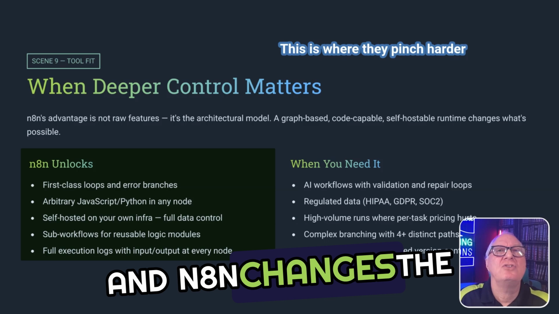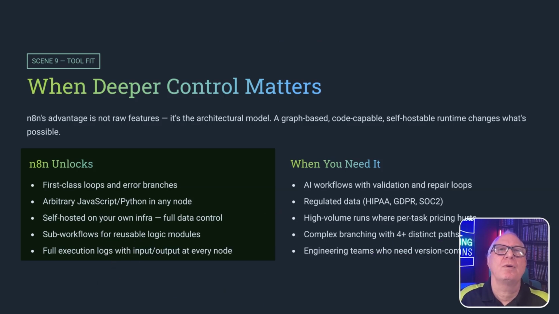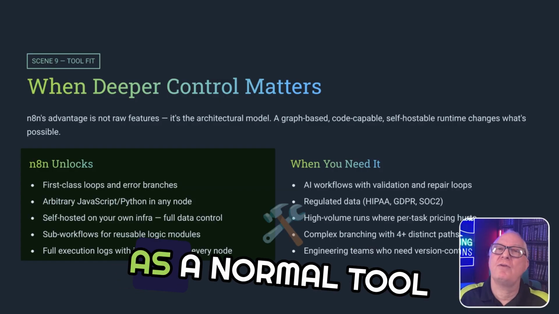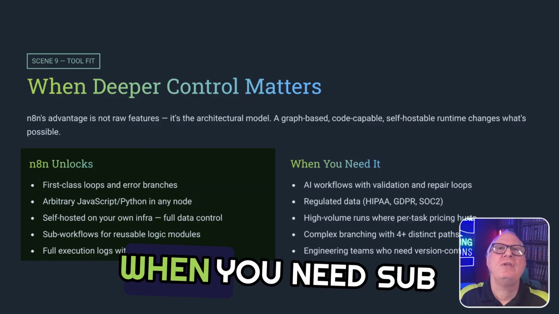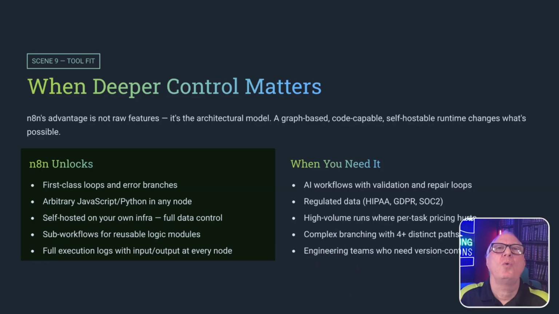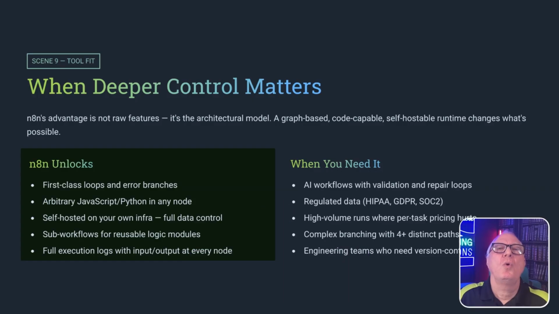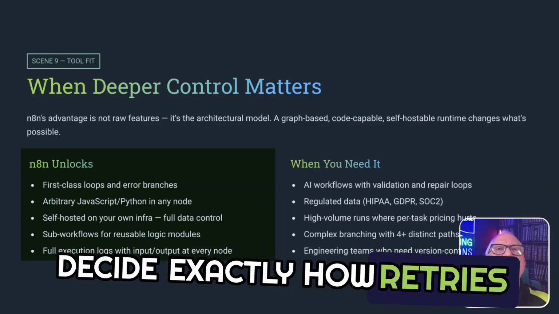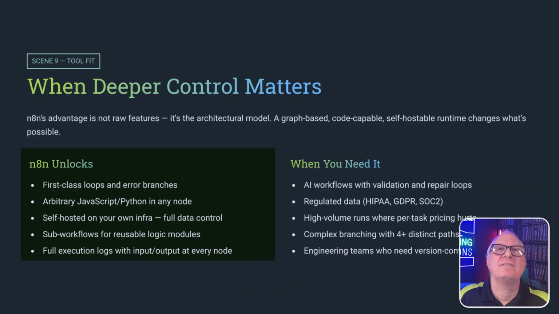And n8n changes the field when you need deeper control. When you need code as a normal tool, not an escape hatch. When you need sub-workflows you can reuse. When you need to run inside your own network. When you need to decide exactly how retries behave, how errors are routed, and how state is stored.